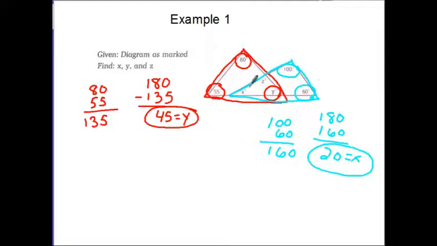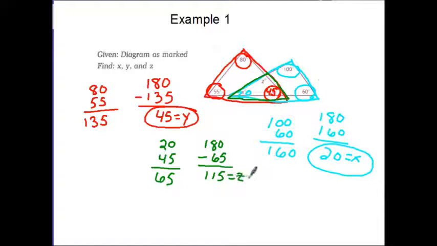Now, if angle X is 20, and angle Y is 45, these make up two angles of this little triangle here in the middle. So just like we did with the other ones, let's add up the two angles that we know. 20 plus 45, which is 65, and subtract it from 180. And that leaves me with angle Z is going to be 115.